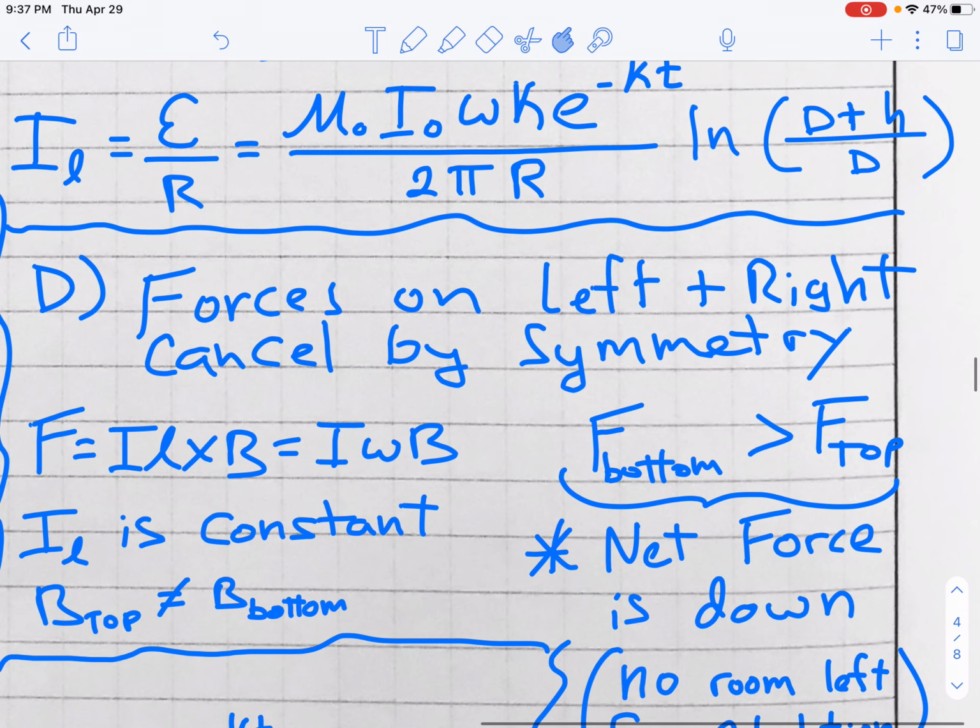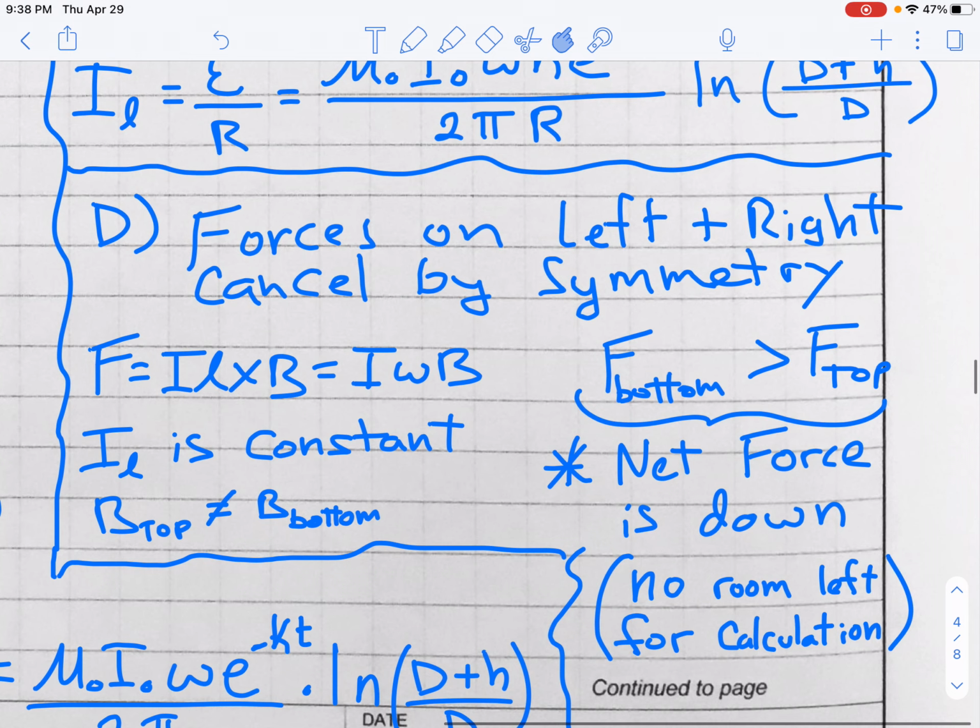We ran out of room for calculations here, so I'm not going to show you all the calculations, but we've done this kind of stuff before. The current in the loop is constant. The magnetic field at the top was not equal to the field at the bottom. The force on the bottom is greater than the force on the top, so the net force is going to be downwards.